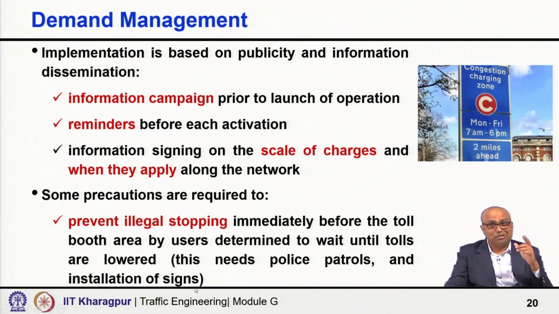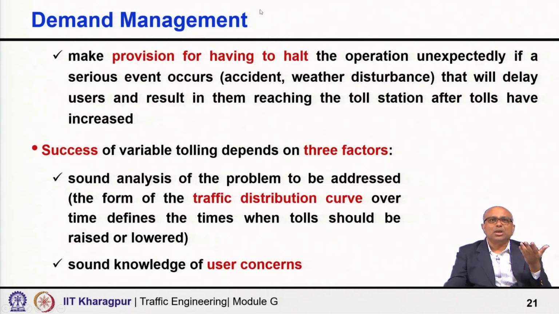So, you do not allow that, right. So, this needs police patrol and installation of signs and proper enforcement. Similarly, make provisions for halting the operation unexpectedly if a serious event occurs. Say, for example, an accident or crash has happened or there is a weather disturbance, something which will delay users and result in them reaching the toll station after tolls have increased.